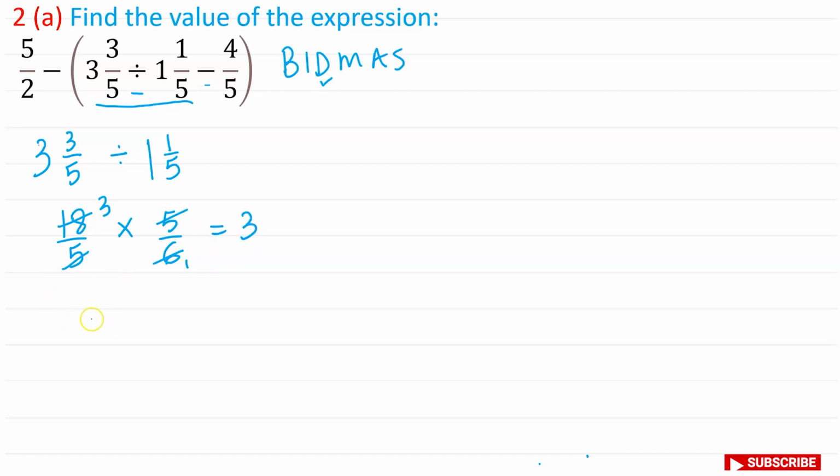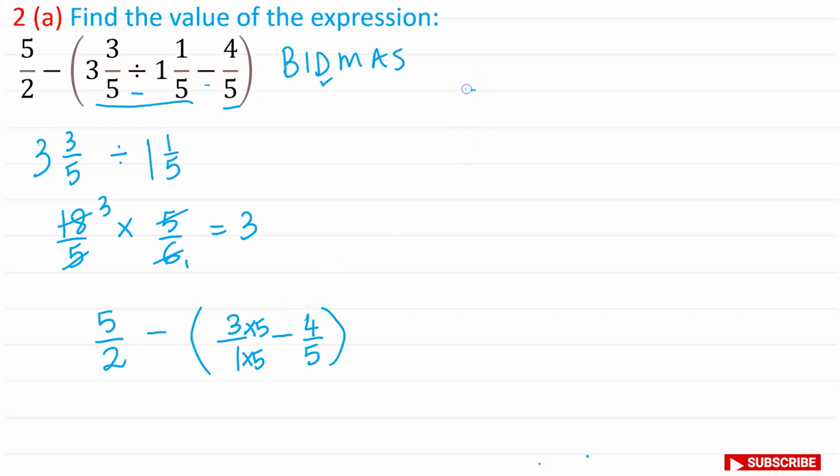Now what do we have? Well, we have 5/2, our original fraction there, and take away this whole thing now becomes just 3. And now because I'm going to subtract 4/5, I'm going to write this as 3/1 because that is the same as 3. And I'm going to subtract 4/5. Right then, so we can't do this. We need to make sure we have the same denominator. So I can change 1 into 5 by doing times 5 and then times 5 here.